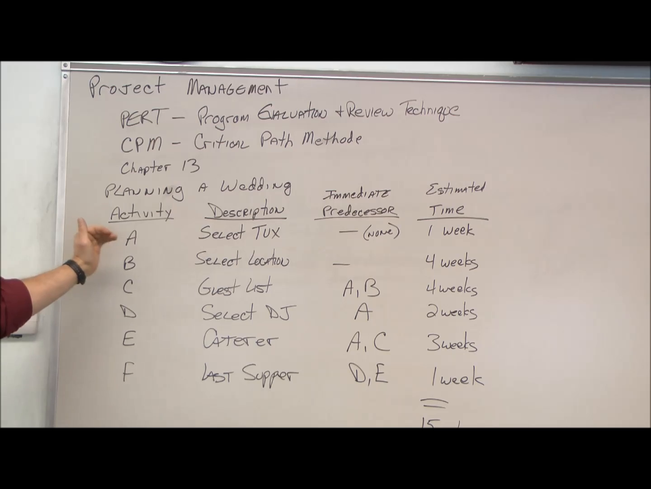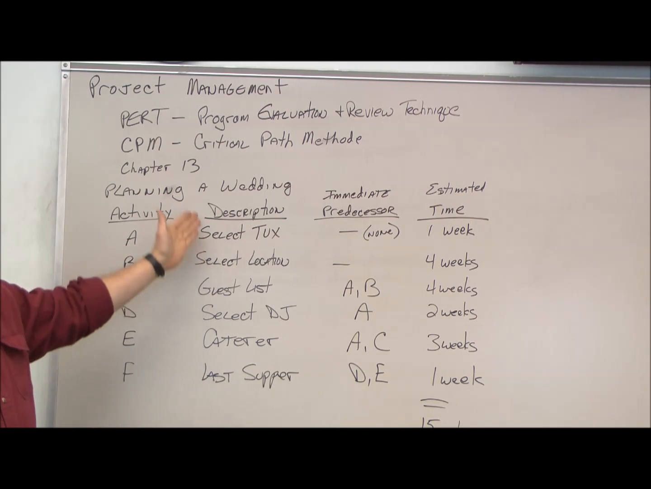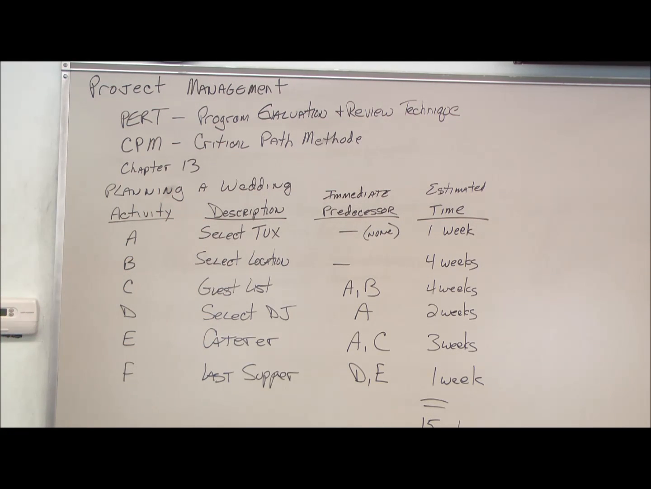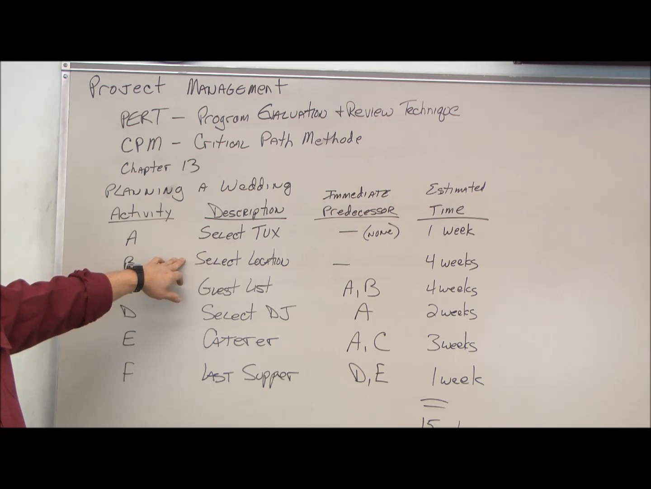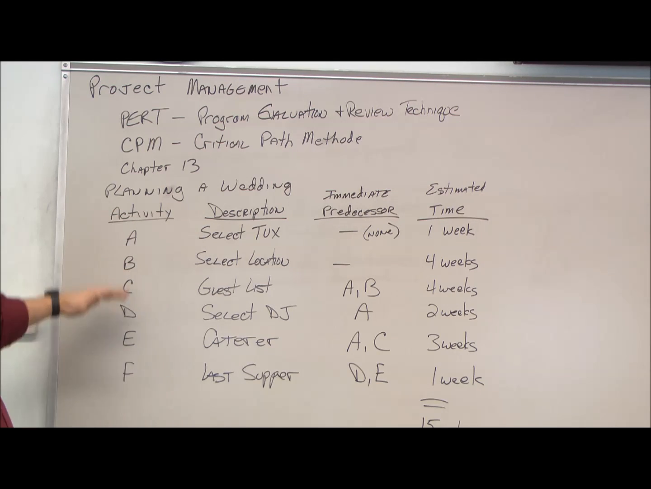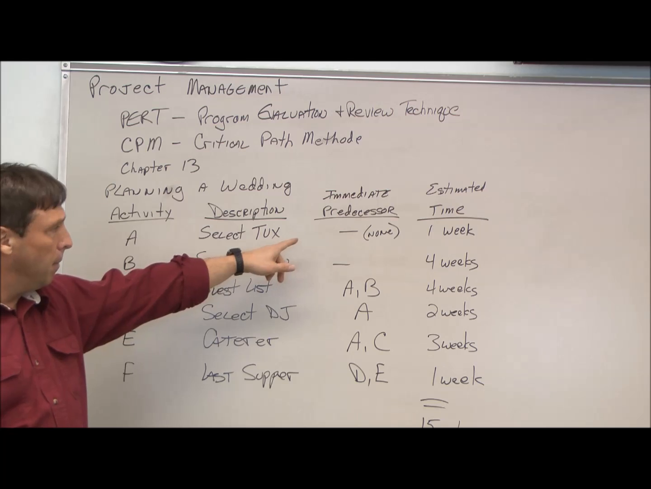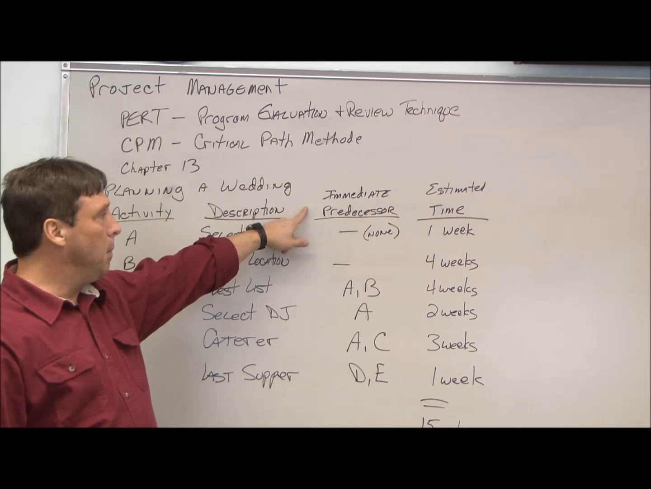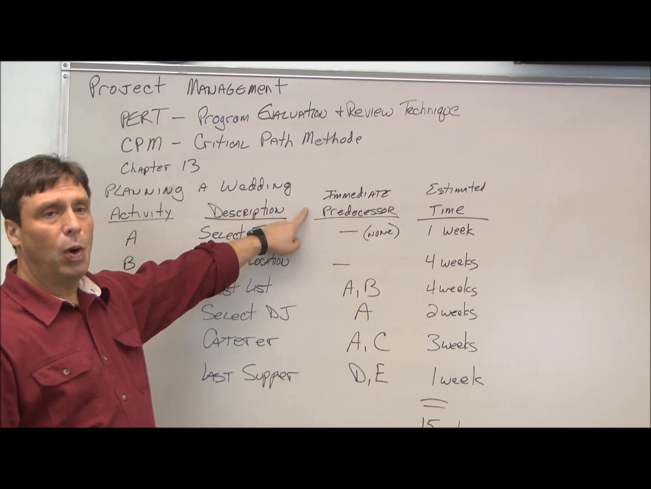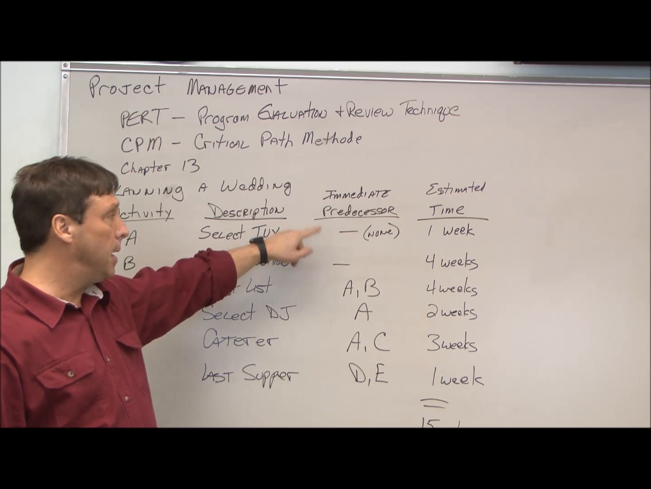We use the activity codes because it's a lot easier than writing out the description every time, and once we get into it, you'll see what I mean. So we assign an activity code to the description. This kind of gives us an ordering here, if you will. And we look at the immediate predecessor, in other words, what needs to be done before this step.